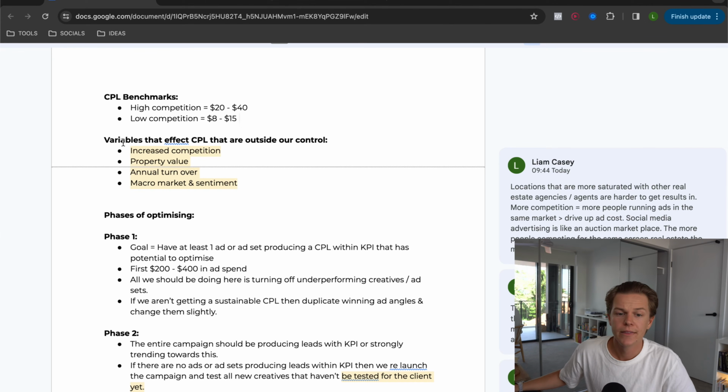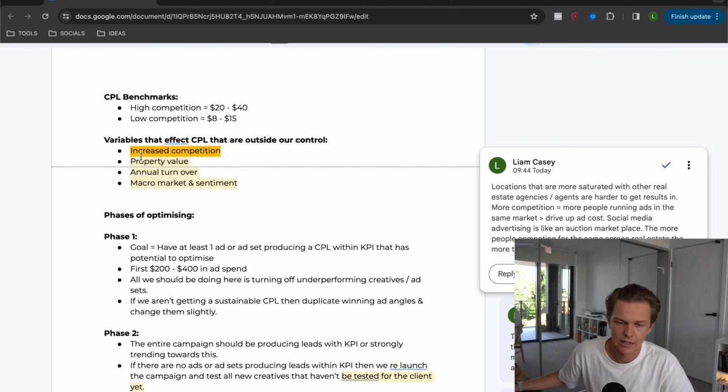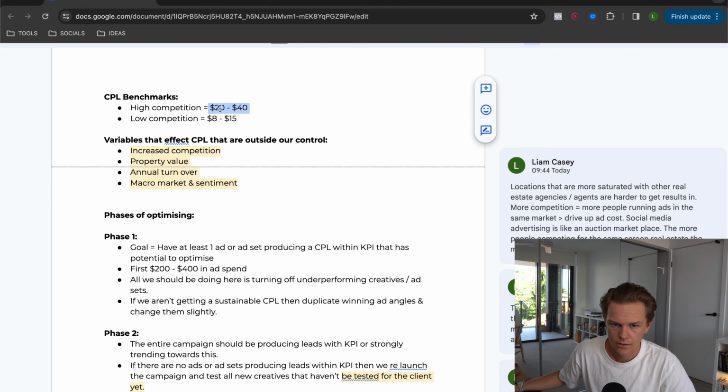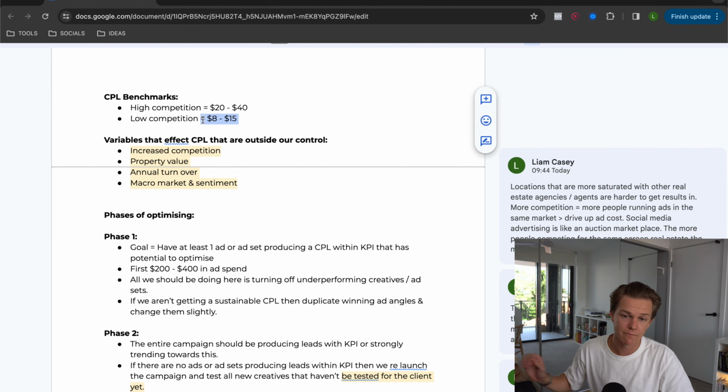So the variables that affect cost per lead, these are all things that are outside of our control. So the first one is increased competition. So these are the factors that contribute to whether or not your location and your market or your client's market is going to be a high competition area or a low competition area. And this matters and it's important because if you don't have that context going into launching the campaigns, then your expectations are going to be out of whack in terms of how quickly you should be taking action on optimizing the campaigns.